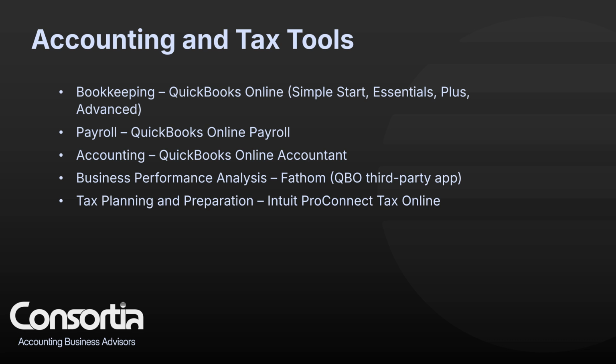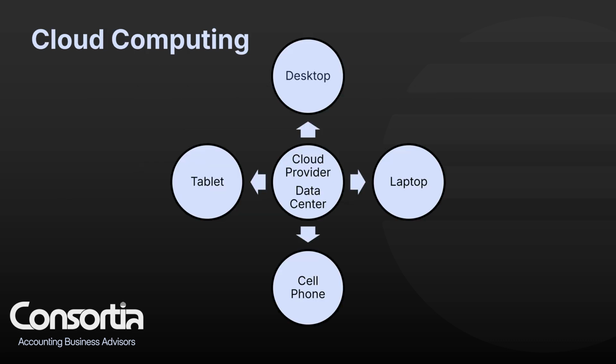So as far as payroll, QuickBooks Online Payroll; accounting, QuickBooks Online Accountant; business performance analysis, we use Fathom if we're working with Simple Start, Essentials, or Plus. If we're using Advanced, then most of what's in Fathom is in Advanced, so we don't need to have Fathom. And then as far as tax planning and preparation, the other part of the ecosystem, the tax part, is called Intuit ProConnect Tax Online. There's not as much seamless integration, for example, with QuickBooks Online and QuickBooks Payroll and Accountant, but there still is integration. It still helps you prepare your returns faster by using the QuickBooks ecosystem and using ProConnect.